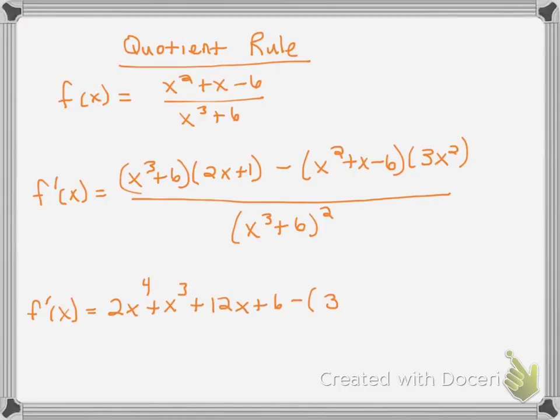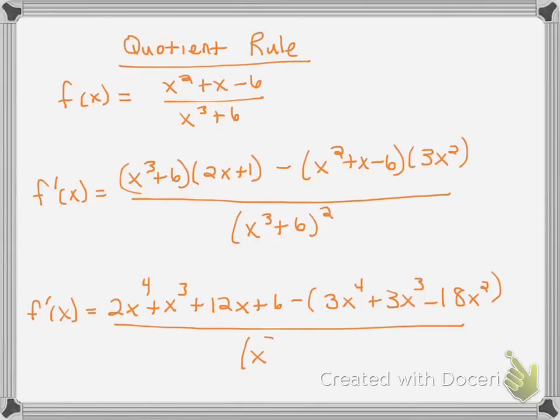Now, the backside, I also have to distribute. I have to do some multiplying. So when I take my 3x squared and multiply it to my x squared plus x minus 6, I get 3x to the fourth plus 3x cubed minus 18x squared. Now, the reason I'm putting that inside parentheses is because I have to subtract all of those terms. Do not do that until the very end. Do all your multiplying, then you can go ahead and do your subtracting. Now, on the bottom, do not multiply it out. Just keep it as x cubed plus 6 squared.